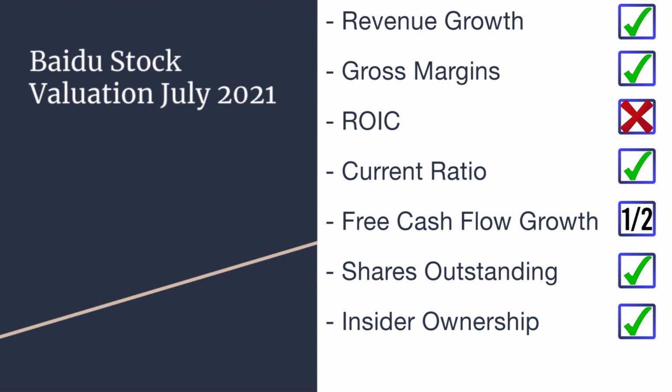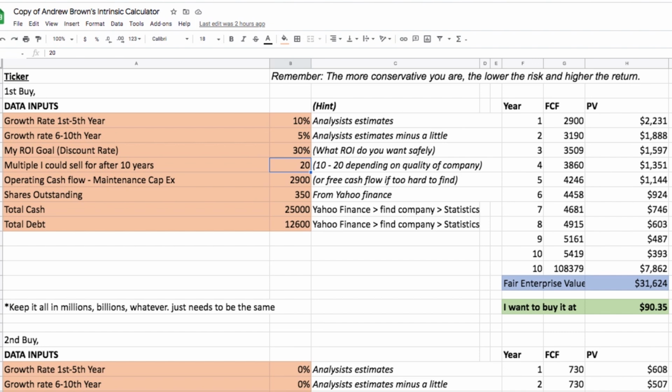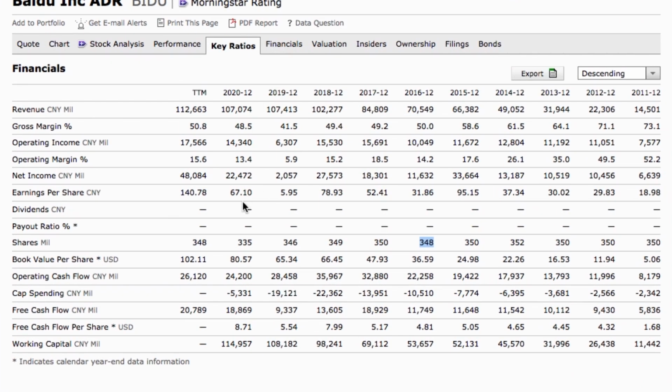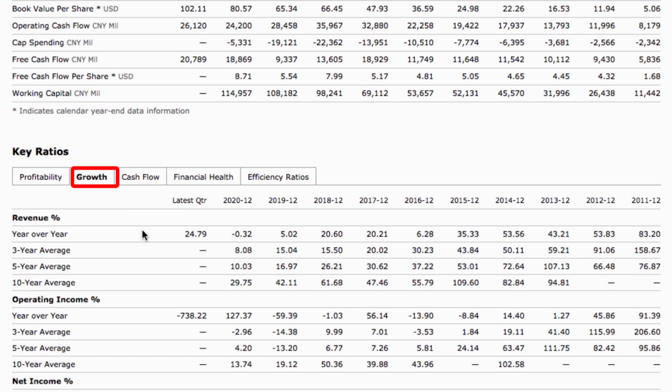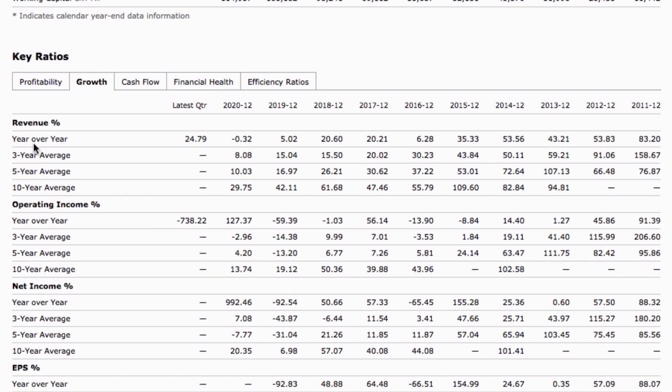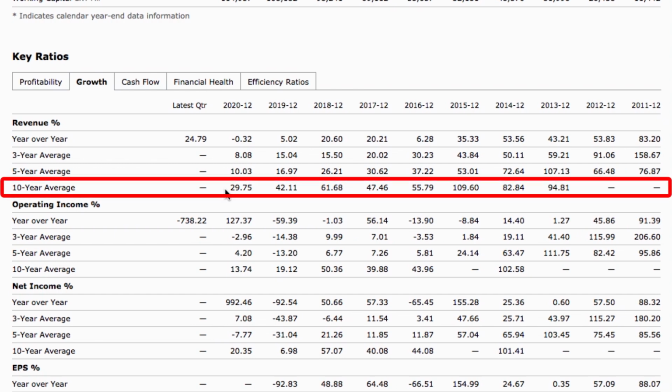Now, last but not least is the price. This is obviously very critical, and this is what we've been working towards. So I go to my intrinsic value calculator. I have to do some estimations for these growth rates. Fortunately, here in Morningstar, I have a growth section, and I can see that the revenue has been growing over the last 10 years at about 30% per annum. But as you can see, these numbers have declined.